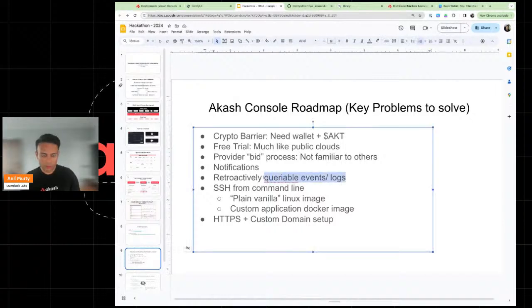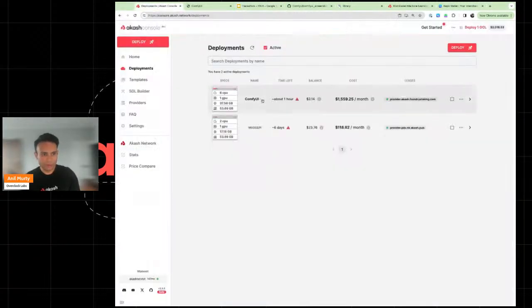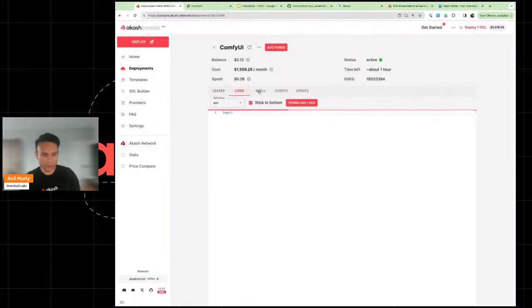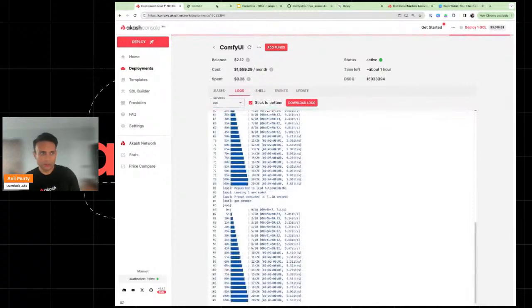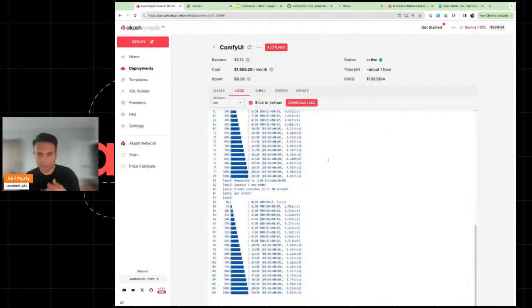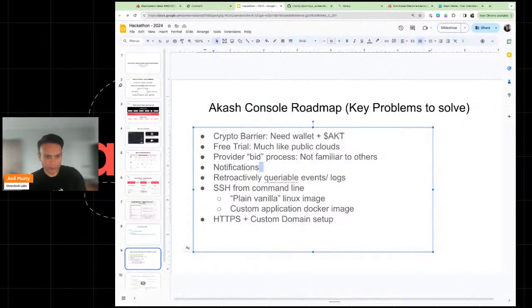Queryable events and logs. We obviously have events and logs that show up in this UI here. But if I was looking at this several days later, maybe the deployment closed, there's no way for me to know what happened. If a container crashed or ran out of memory, there's no way for me to know. So that's another area that we're very actively interested in solving from a problem standpoint.